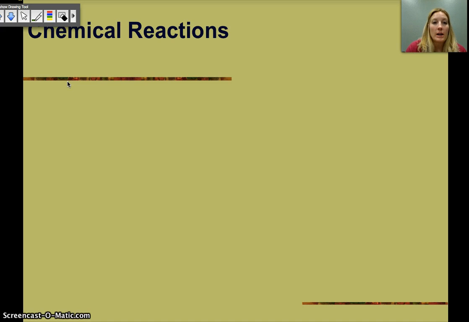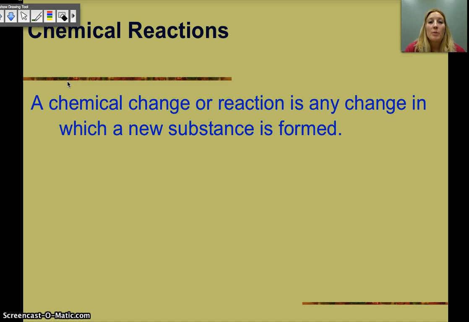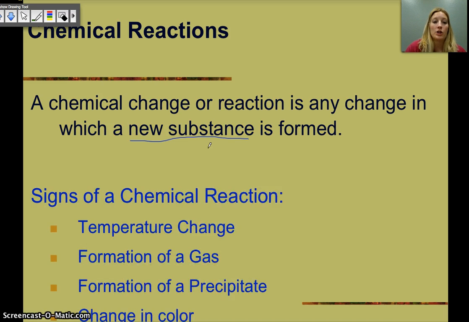Now, as we start talking about chemical reactions, remember back from the very beginning of the semester that a chemical change or reaction is any change in which a new substance is formed. Okay? There has to be something new. And if you remember way back to the very beginning, there were 4 signs of a chemical change. One of those was a temperature change. And this could mean that the temperature goes up, or it could mean that the temperature goes down. And we'll look at this a little bit further as we get into it.